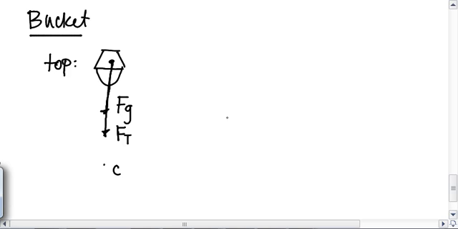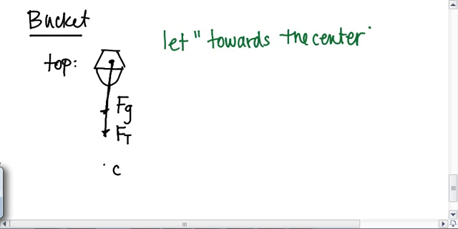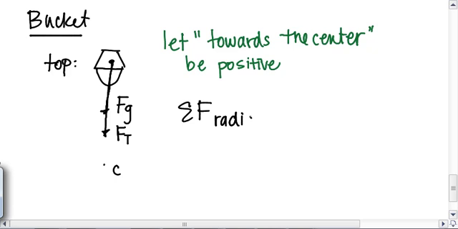Okay, it just reminds me of where the center was. And the best way to solve these problems is to let towards the center be positive. So anything that's pointing towards the center is positive. So when we sum up these forces that are radial, they are centripetal because they are pointing towards the center.